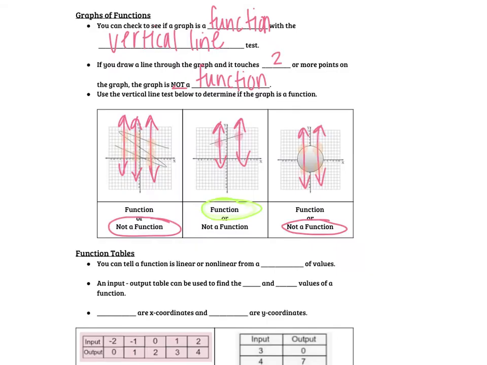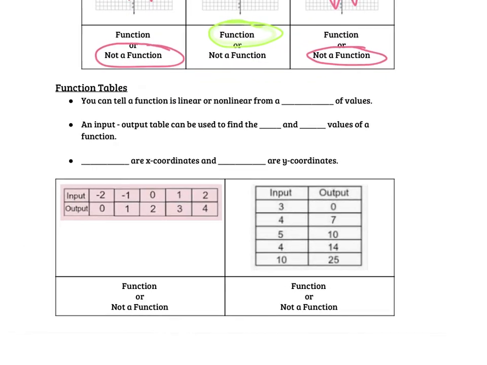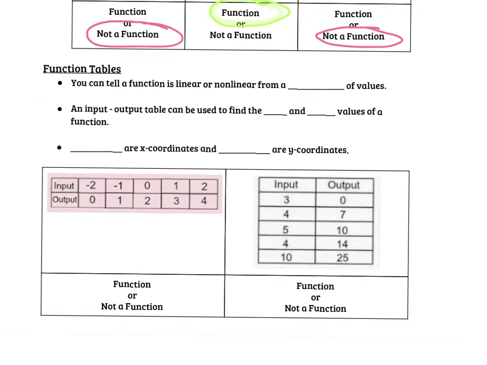The other thing that we will look at are function tables. And you can tell that a function is linear or nonlinear from a table of values. An input and output table can be used to find the x and y values of a function. So inputs are x coordinates and outputs are y coordinates. These are also the domain and range.